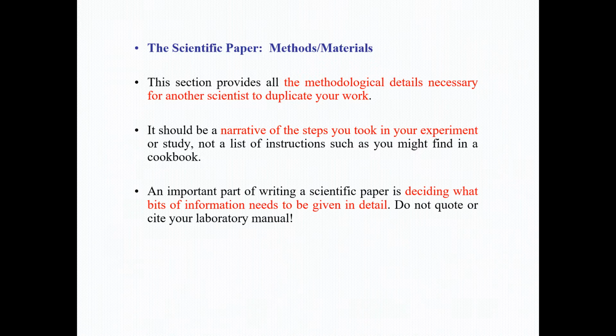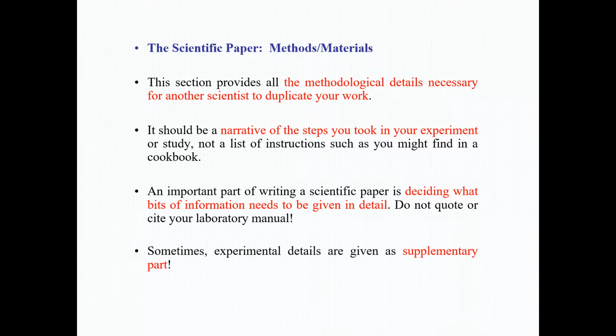An important part of writing a scientific paper is deciding what bits of information need to be given in detail. Do not quote or cite your laboratory manual. Sometimes experimental details are given as a supplementary part, depending upon the type of the article.